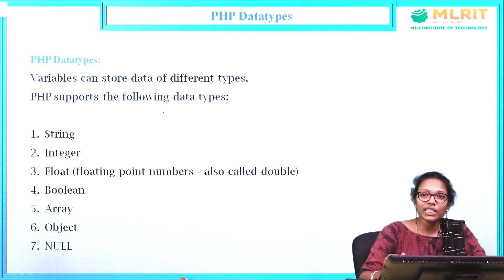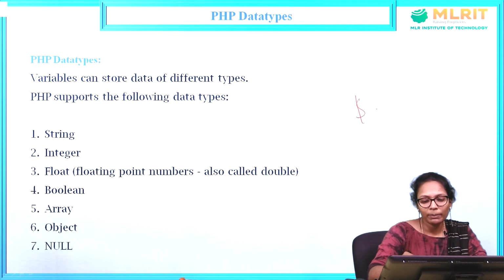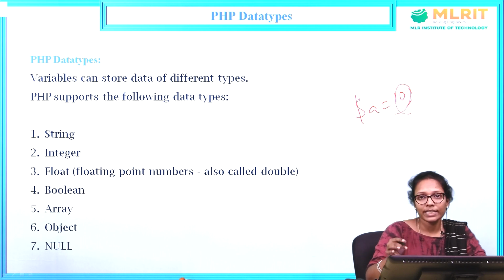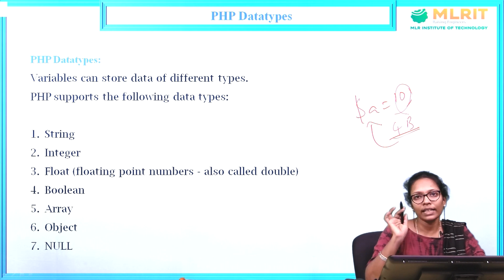But PHP is a loosely typed programming language. That means it will not make you declare the variables. Like in C and Java, if you don't declare a variable, you will get a syntax error, whereas in PHP, you don't need to declare the variable. Then when will it allocate the memory? For example, I'm writing $a = 10. Whenever it sees the value 10, it knows it is an integer, so it allocates 4 bytes of memory for this $a.